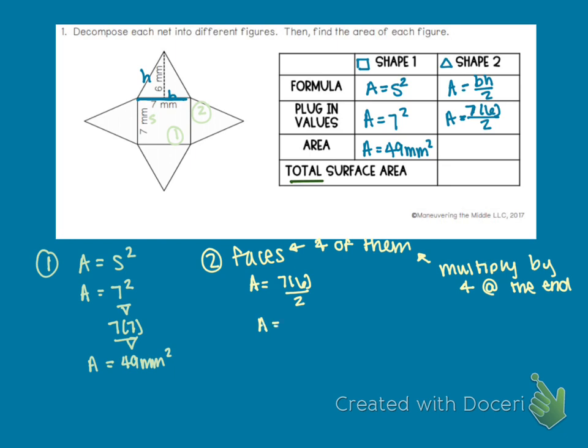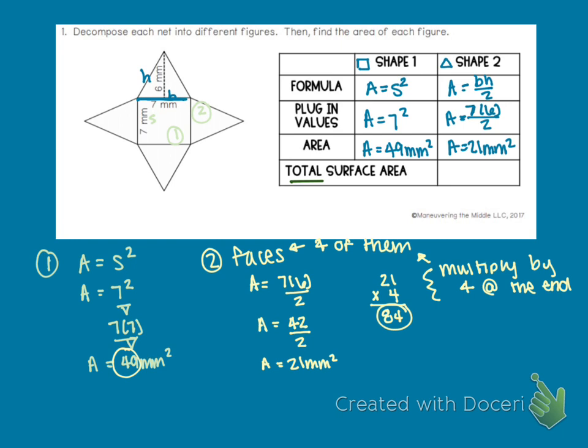Area equals 7 times 6 is 42, divided by 2. Half of 42 is 21 millimeters squared. Okay, so that's for one face, and we have 4 of them. So we need to do what this says right here and take 21 and multiply it by 4. 4 times 1 is 4, and then 4 times 2 is 8. Okay, perfect. So we have 49 and we have 84. I'm getting ahead of myself in filling this out. So area equals 21 millimeters squared for the second shape, right?